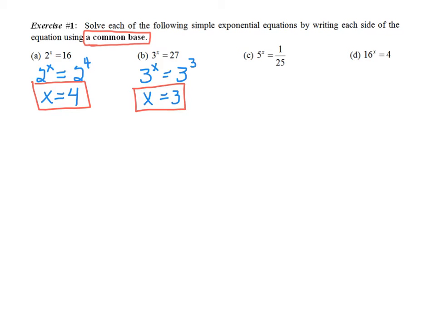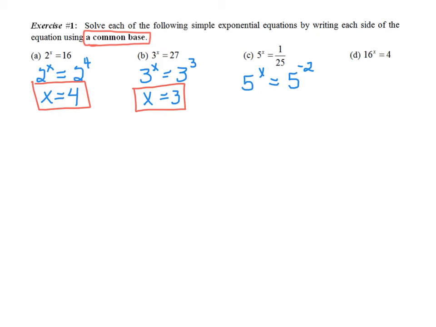Now where we start to get a little bit trickier is when it's harder to write both sides with the same base. On the left side, I already see that I have a 5 to the x. So the question I ask myself is, how can I rewrite 1 over 25 as 5 to a power? Well, I know that 25 is 5 squared. But because the 25 is in the denominator of my fraction, that's going to be 5 to the negative 2 power.